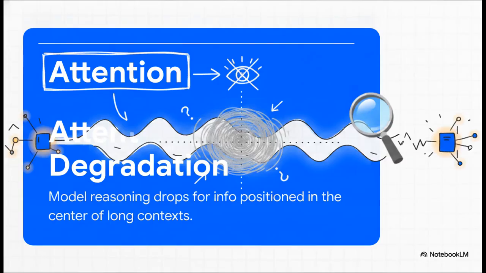Killer number 2 is attention degradation, which you've probably heard called the lost in the middle phenomenon. When you feed a model a really long context, its ability to reason accurately actually drops for the information stuck right in the middle. The model isn't deliberately ignoring it, it's just attending to it far less reliably because of the intense computational constraints of long context inference. It literally creates a total blind spot.